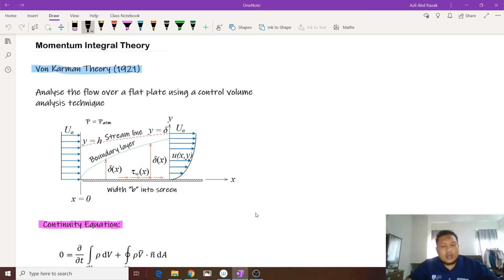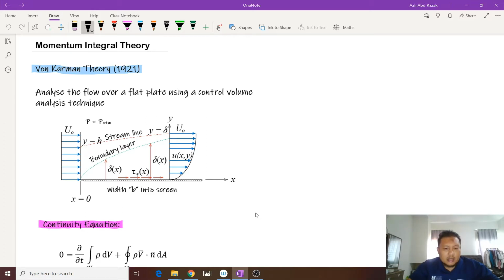The reason why we're going to spend time looking at it is that it uses the tools that we studied in the previous introductory course, Fluid Mechanics 1. It also uses the control volume analysis, which, if you remember, is what we call the Reynolds transport theorem. So we're going to use that in this momentum integral theory.